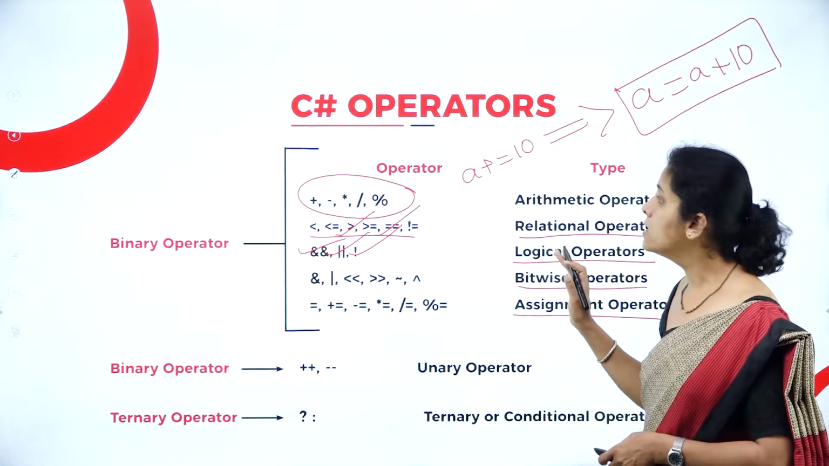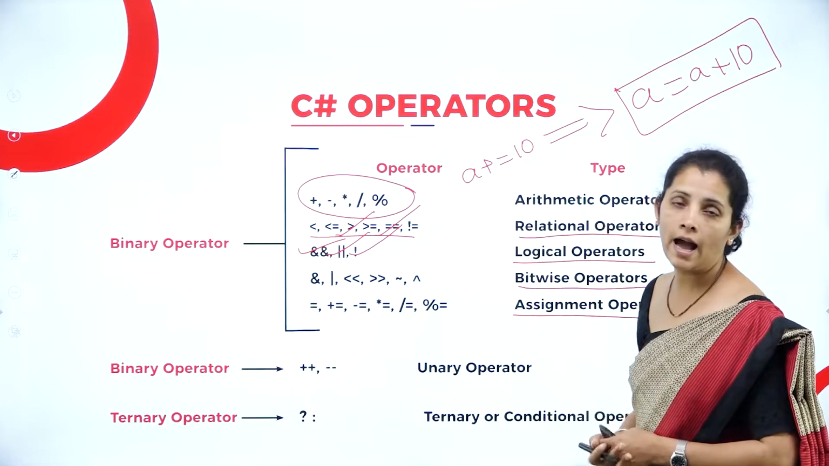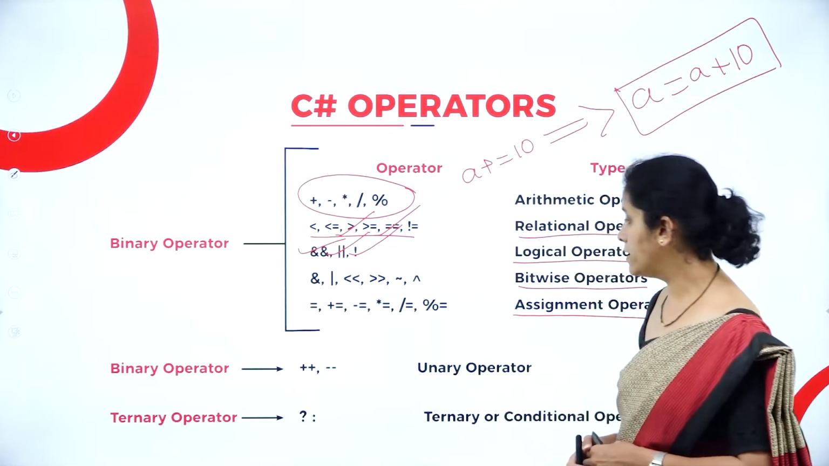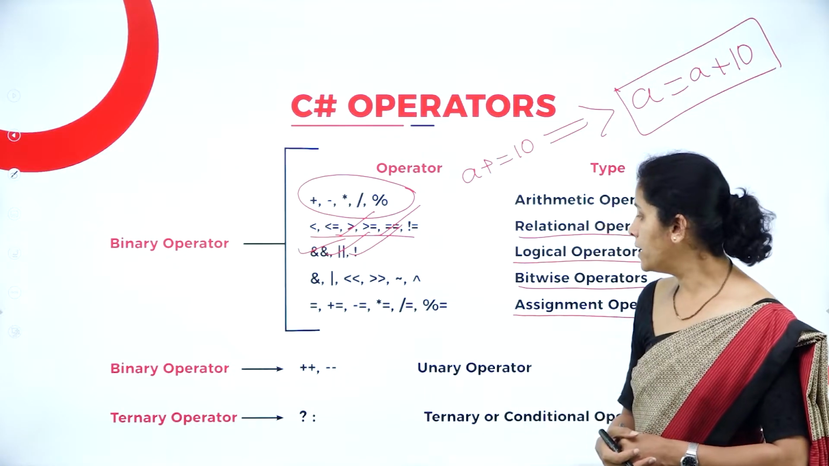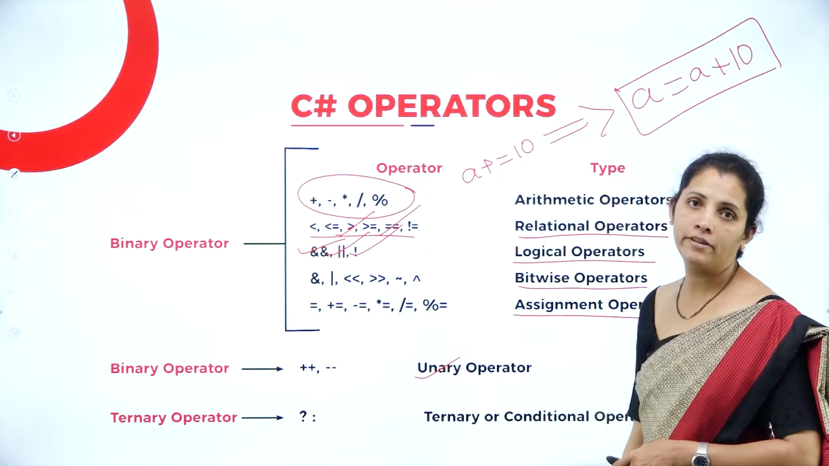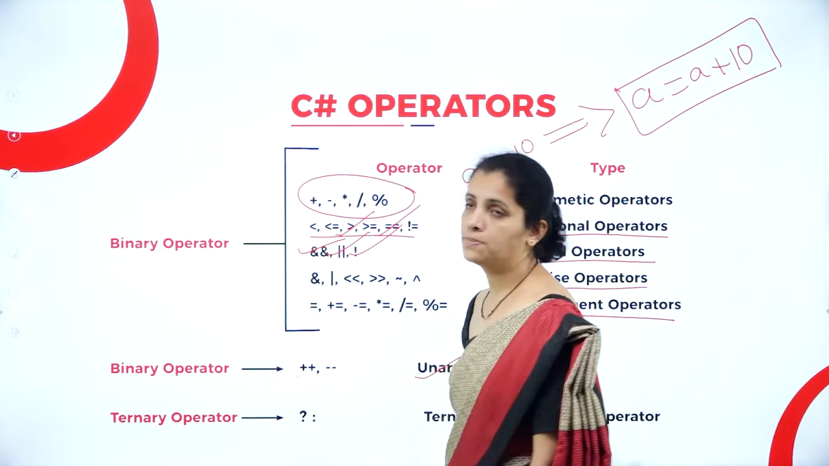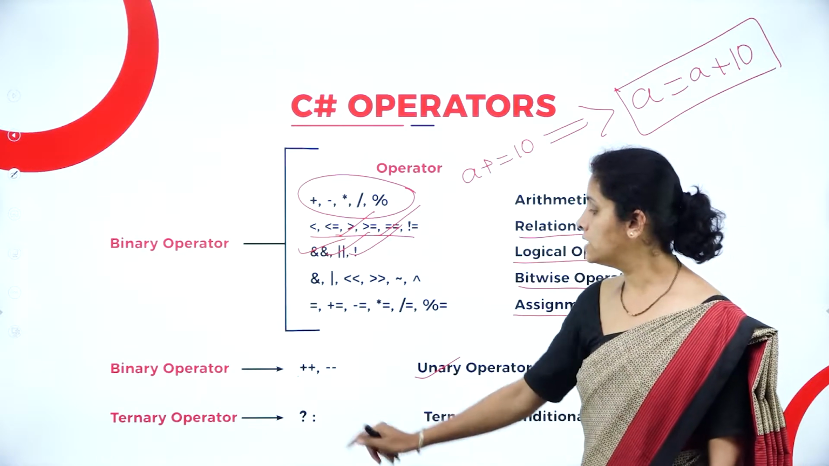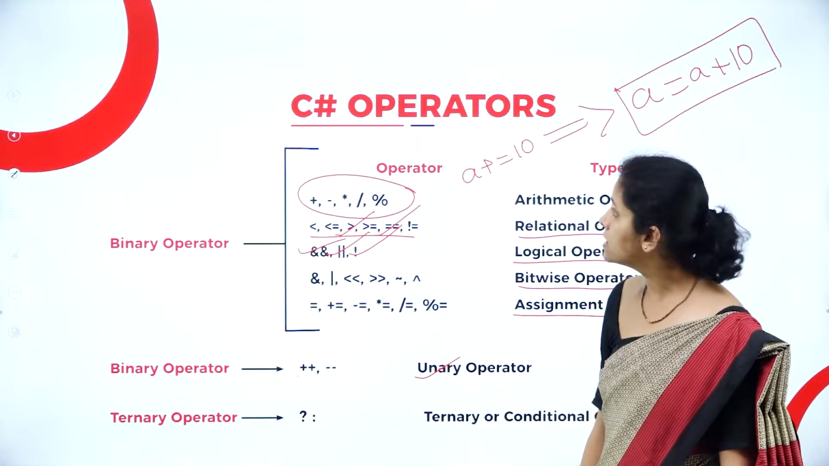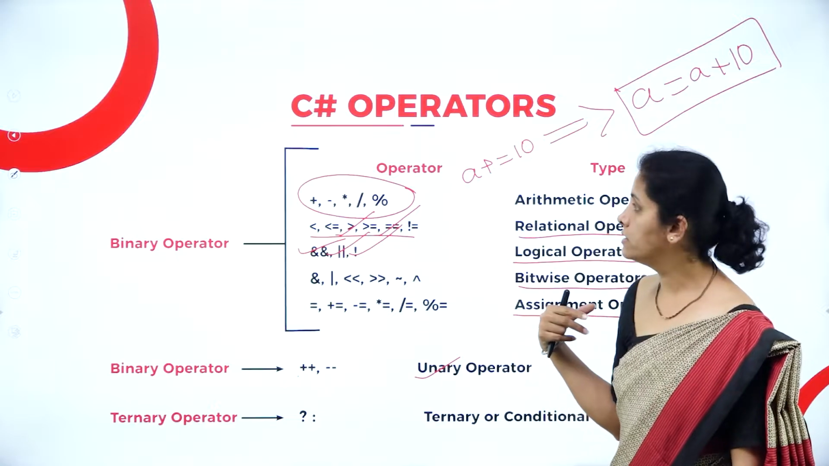So these are some of the different types of C-hash operators. Along with that, I have the binary operator, the unary operator, and along with that, the ternary operator. Examples for the unary operator are plus plus and minus minus, and for the ternary operator, question mark and colon. So these are some of the information regarding operators.